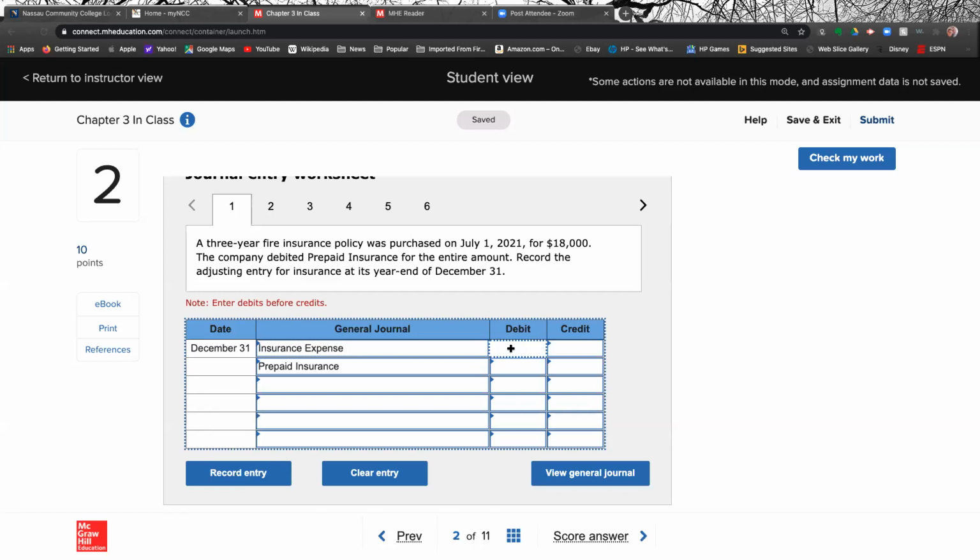Now, last time, the way I did this, I took the amount of the insurance and I divided it by the period. Now, the period would be 6 months out of 36, which is 1/6. 18,000 times 1/6, right? Or 18,000 divided by 6. Is that 3,000? Right, that's 3,000.